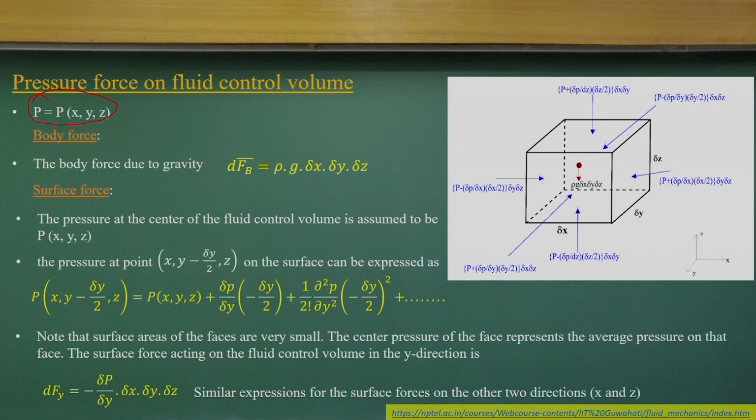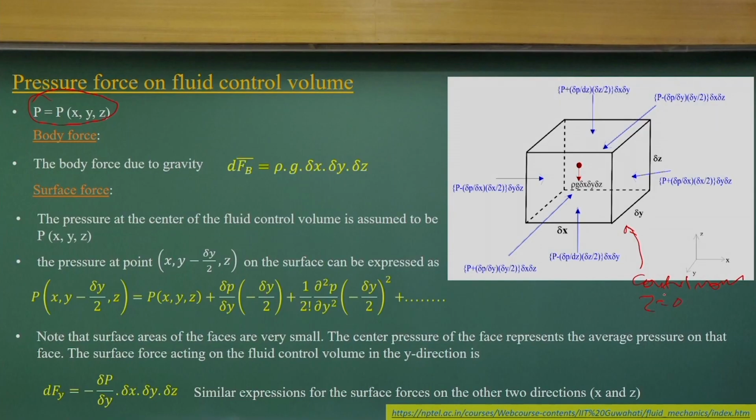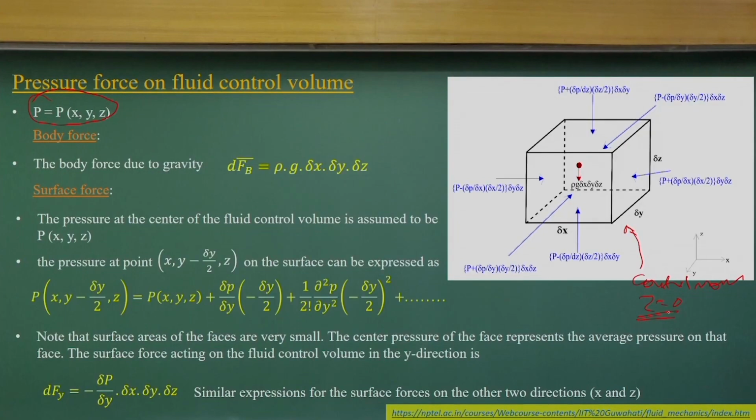Again I am considering a very simple case. Let us consider a control volume like this. As I said, when the fluid is at rest, the shear stress becomes 0. So there is no shear stress component on this fluid element. Only the normal stress, which is equivalent to the pressure, will act over this control surface, because the shear stress is 0. That is a very simplified case.